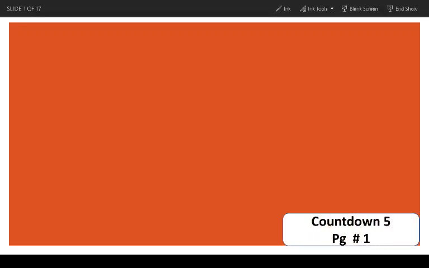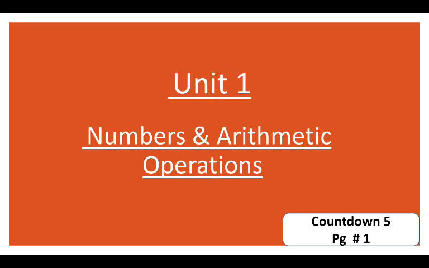Count down 5. Page number 1. Unit number 1. Numbers and arithmetic operations. Today we will learn something new about place values. Before starting this topic, I want to reinforce a few things. So my question is, what is place value?